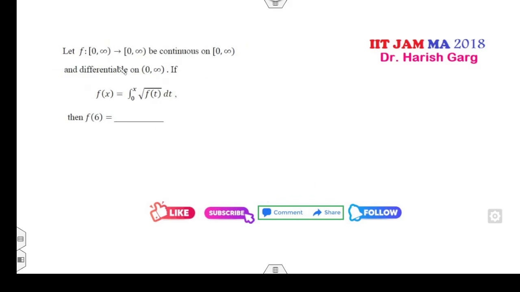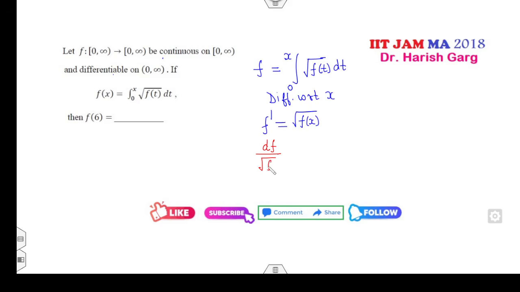Okay, look at this next one. f is continuous and differentiable such that f(x) is the integration from 0 to x of the square root of f(t) dt. Now you can differentiate this with respect to x. Fine. Left hand side is my f dash. Then you can directly substitute the upper limit. Fine, clear? So how can you write? It's df over root f, which is equal to dx. Now you can integrate them. What is that? It is my twice root f, which is equal to x plus constant.